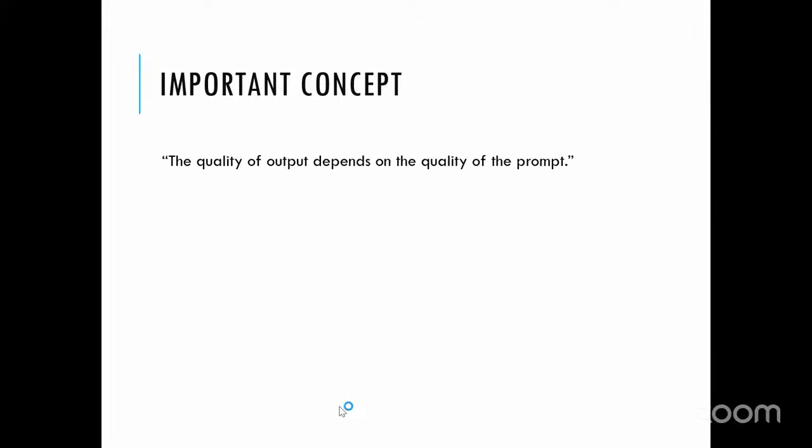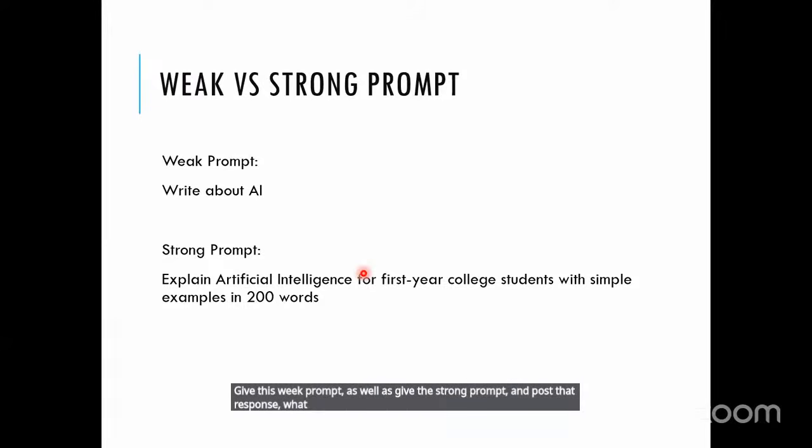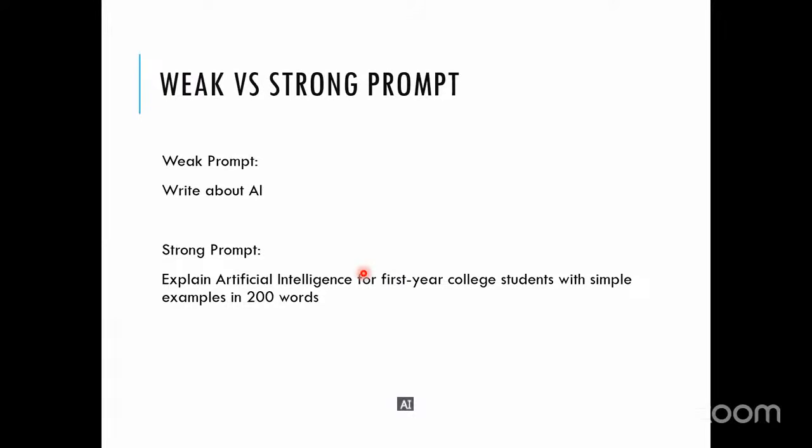And the next important concept is you try this prompt first. Write about AI, give this weak prompt as well as the strong prompt, and post the response you are getting from AI in the chat box. Just do it. Try this.